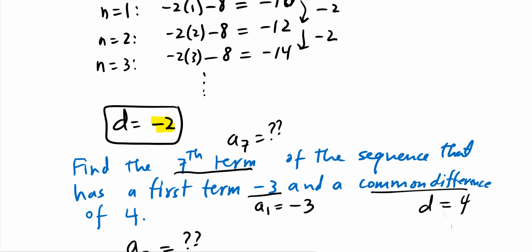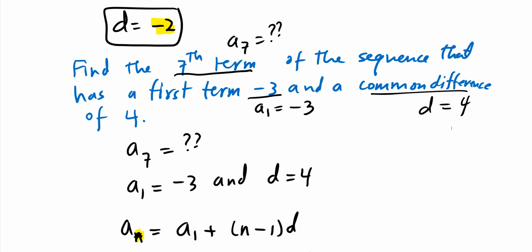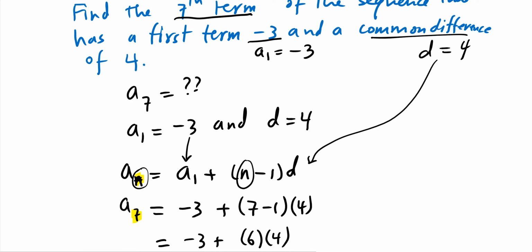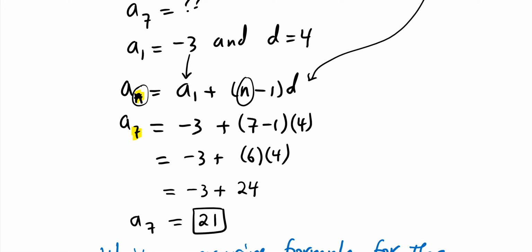And the first thing I always write down is the formula. So that's the given, that's the formula. They want us to find a sub 7. So I'm going to substitute n as 7. D is 4, so I'm going to substitute d as 4, and a1 is given as -3. So it's a matter now of substitution. So -3 plus 7 minus 1 times 4. 6 times 4 is 24, minus 3 is 21. That's a7.